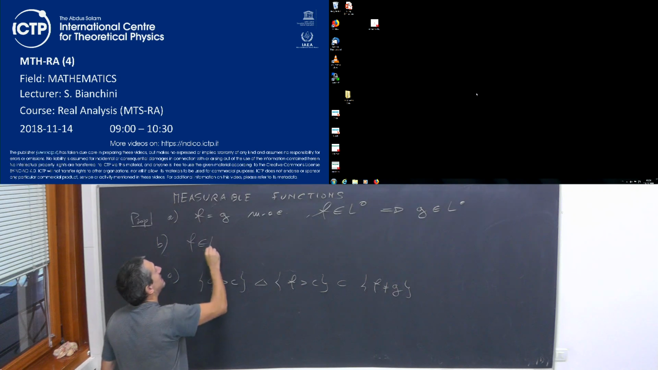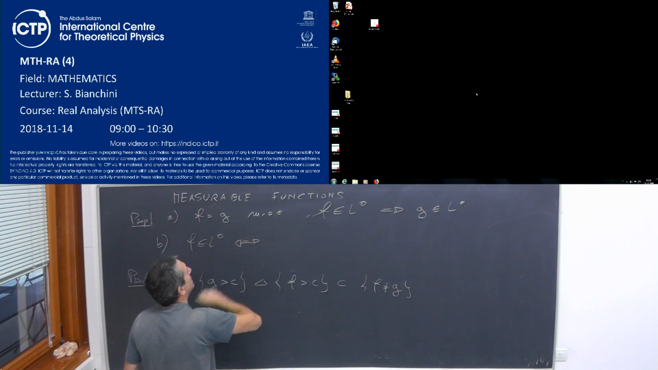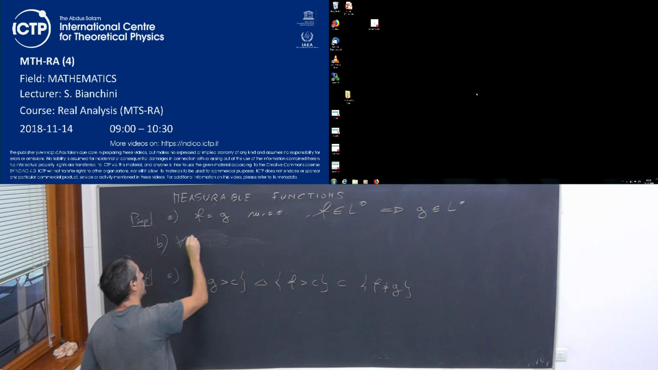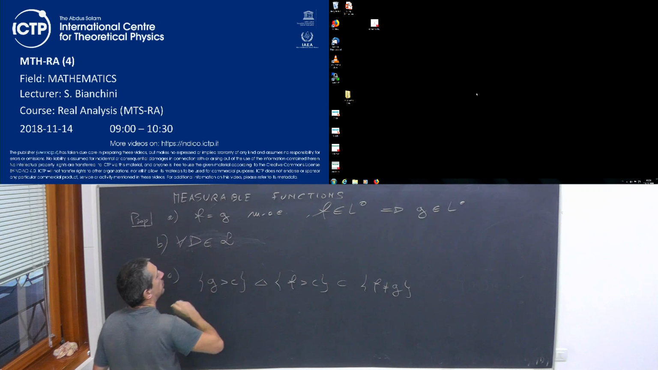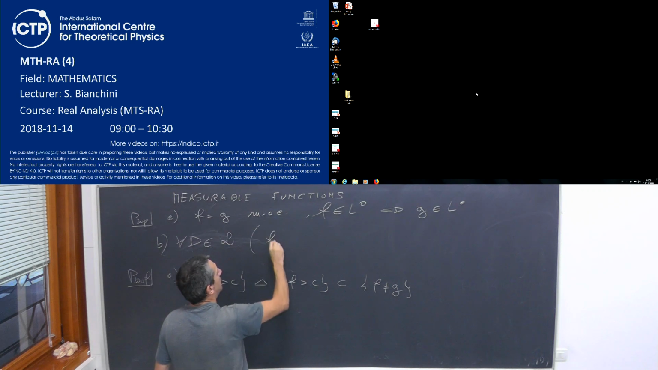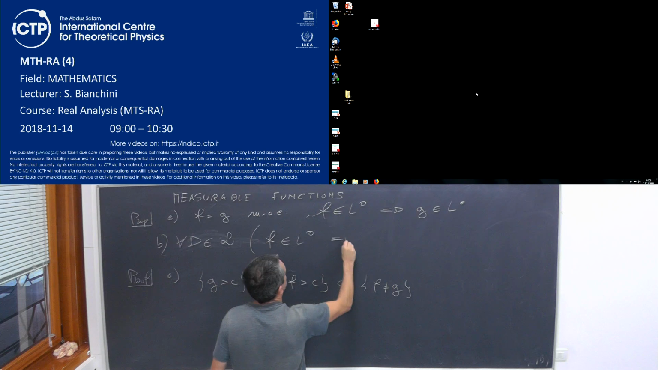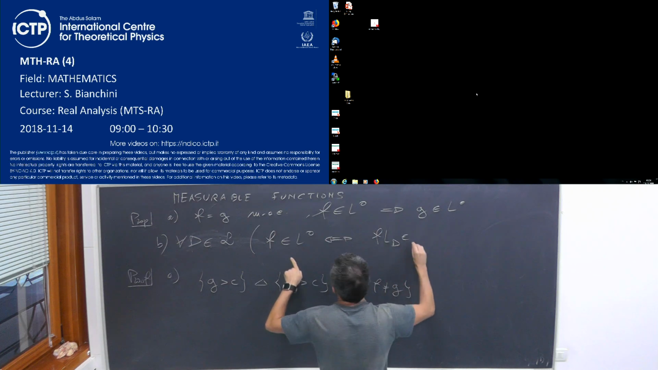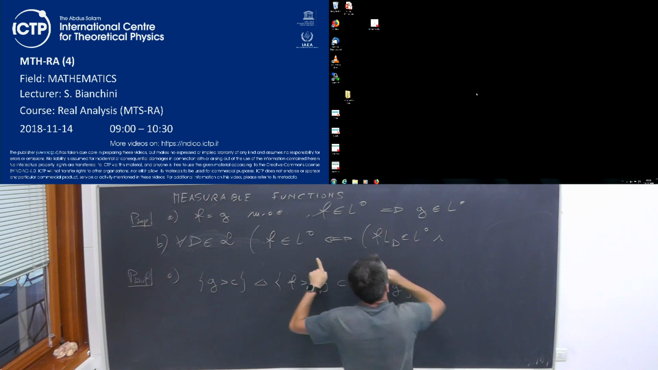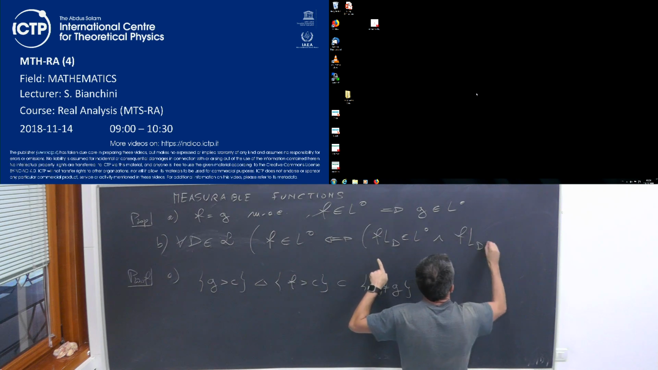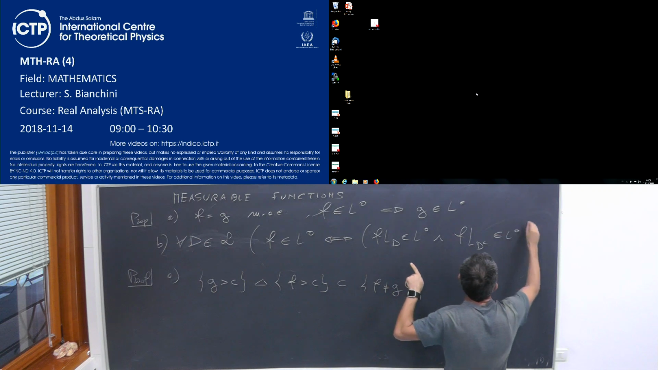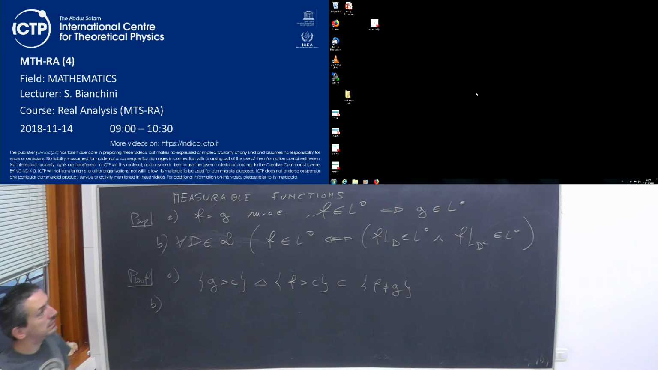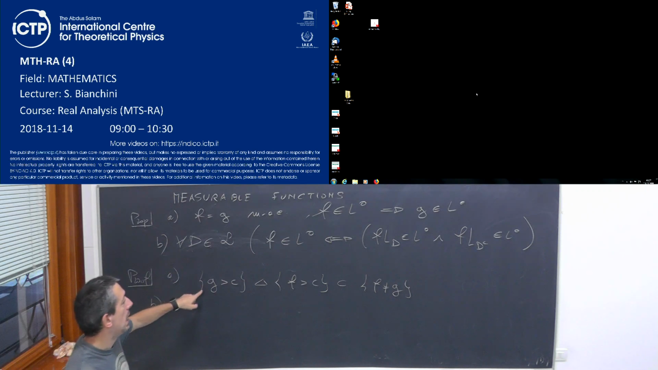So F is now 0 is equivalent... let's say like this, for all D measurable, F is measurable is equivalent to F restricted to D is in L0 and F restricted to the complement of D is in L0. Excuse me, why does this prove point A? Pardon? Yeah, why does this line prove it?